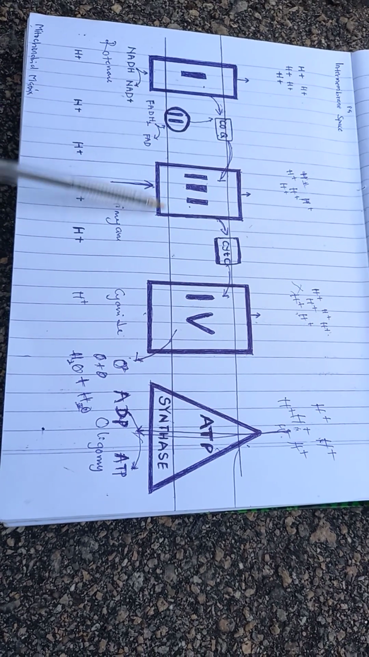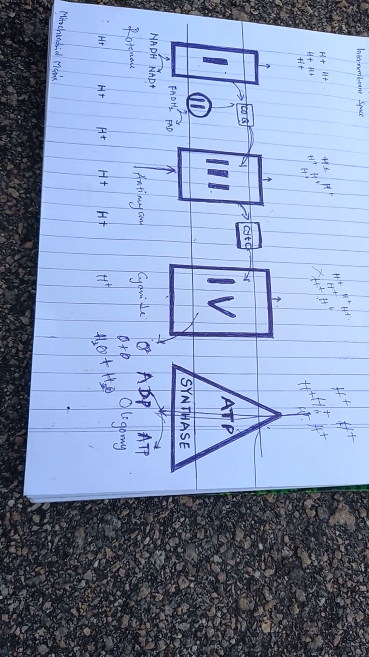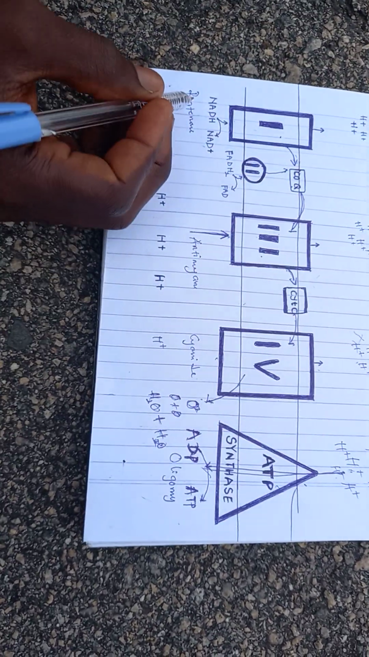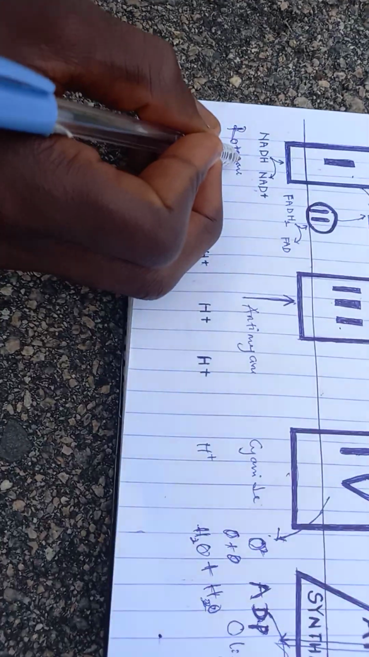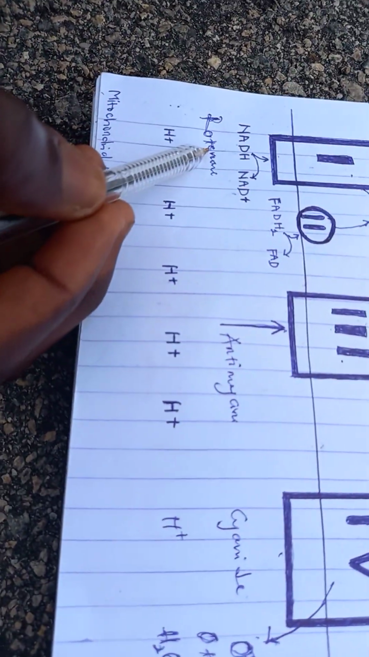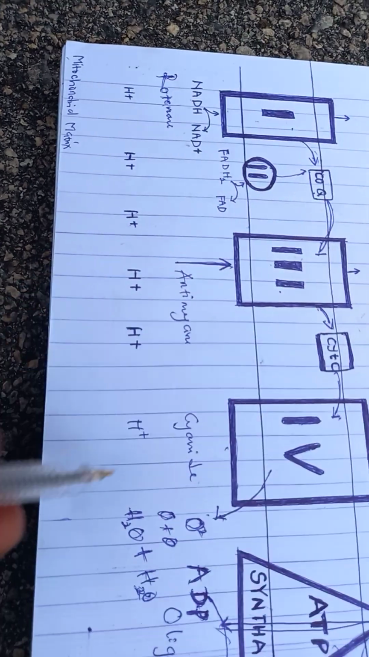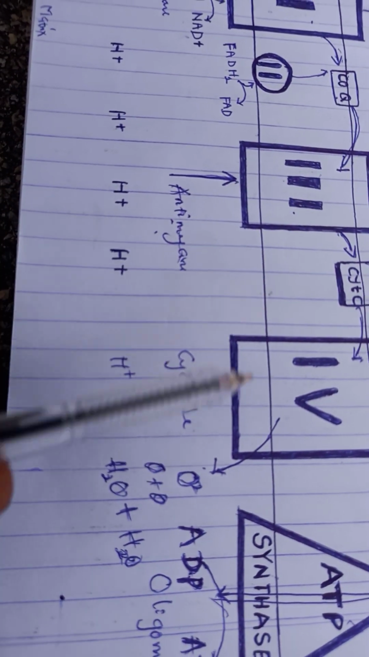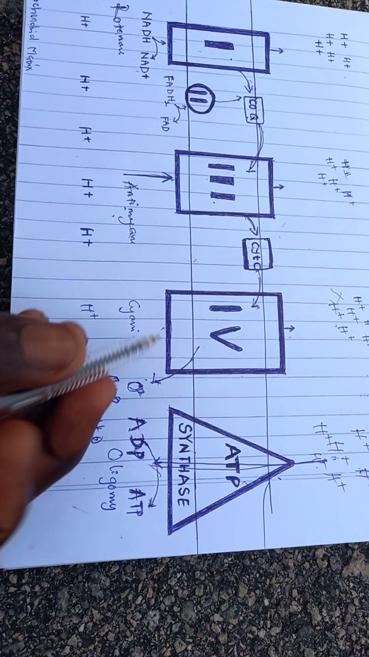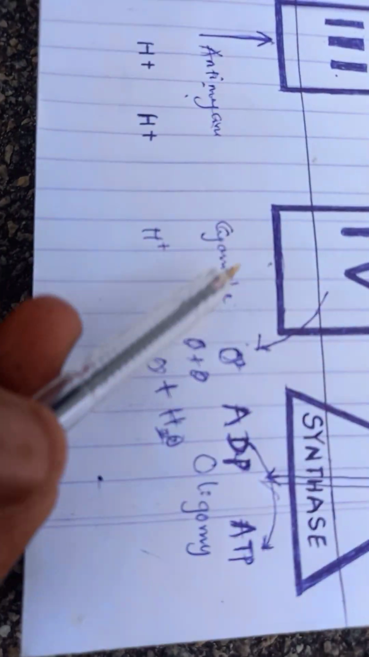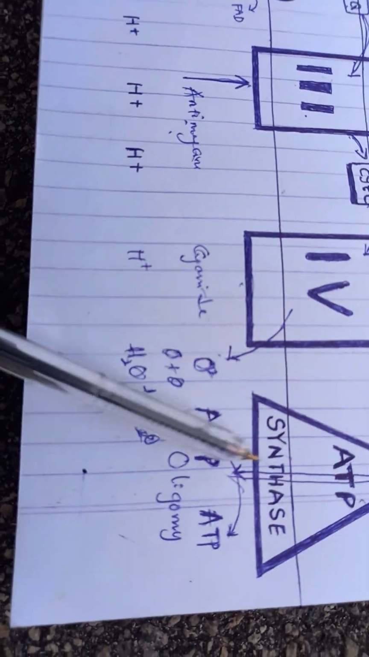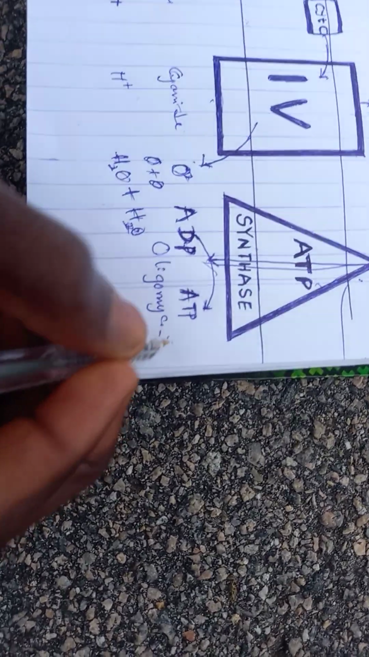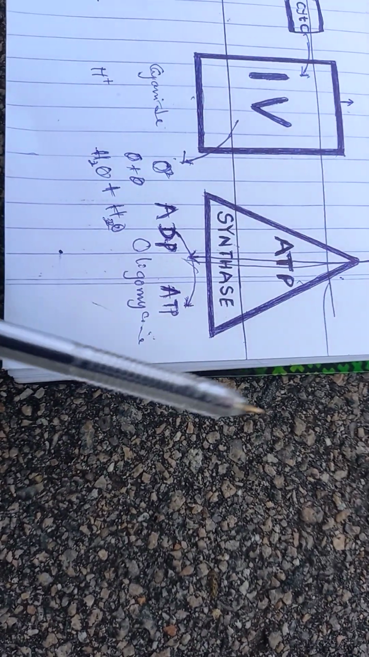It doesn't just occur unchecked. There are certain drugs or molecules that inhibit all these processes. The molecule that inhibits complex 1 is rotenone. In complex 3, antimycin inhibits it. And in complex 4, we have cyanide, which inhibits complex 4. Coming over to the ATP synthase, oligomycin inhibits ATP synthase.